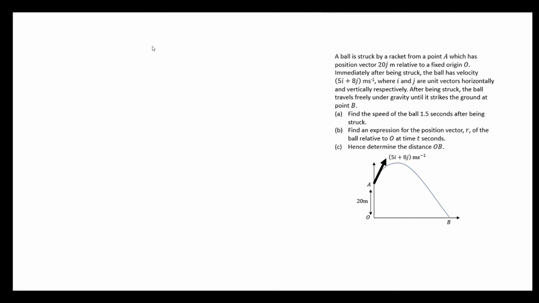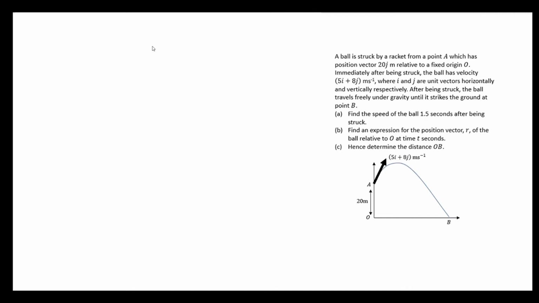Okay, let's have a look at an example. So here we're told that a ball is struck by a racket from a point A, which has a position vector 20j meters relative to the fixed origin O. This we can see in the diagram. Immediately after being struck, the ball has a velocity 5i plus 8j. So this is the initial velocity. This is going to be u when we collect our SUVAT variables. We're told to use i and j.